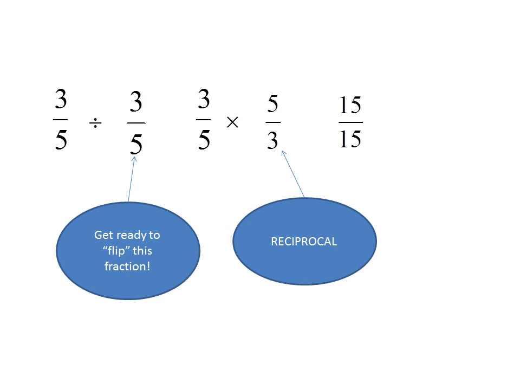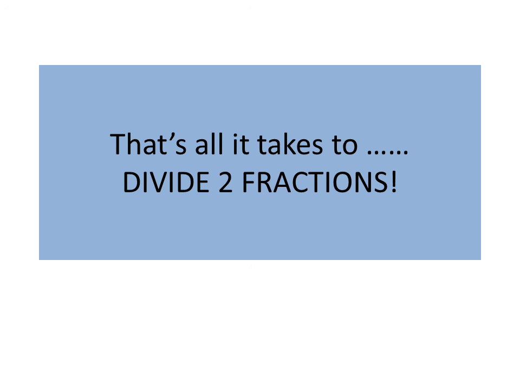Multiply across, and you get 15/15, which is 1 whole. Any number over itself is 1 whole, and when you multiply a fraction by its reciprocal, your answer is always 1. And that's all it takes to divide two fractions.